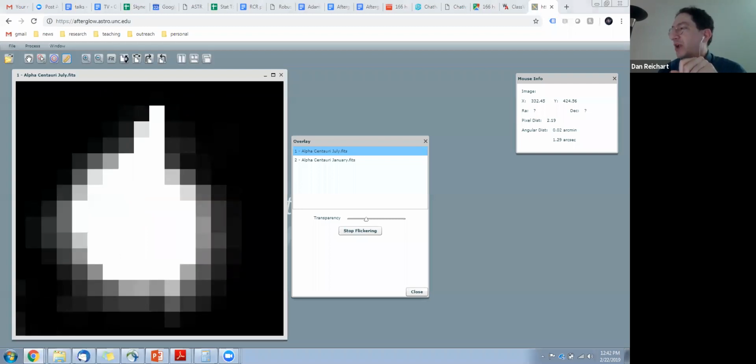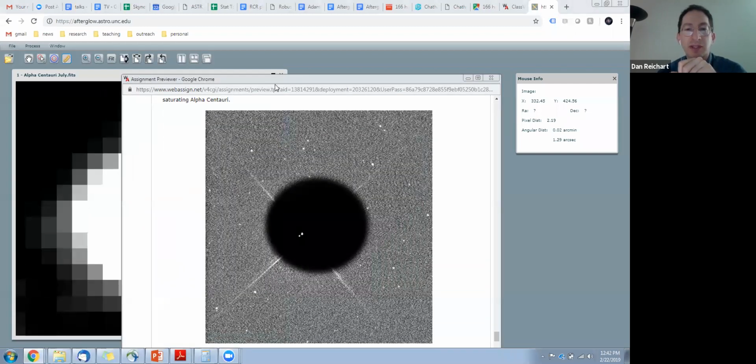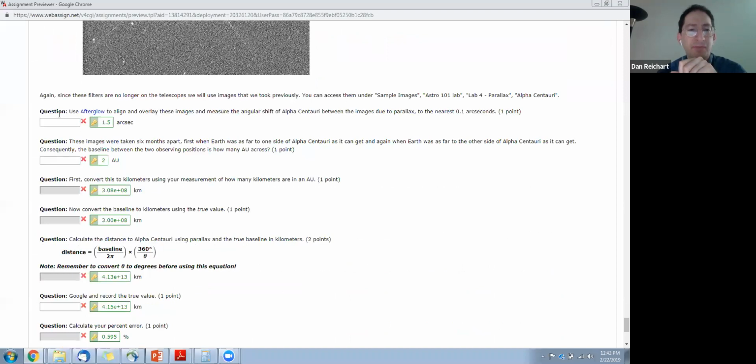And then the lab just wraps up in the same way as before. You input your angular shift. We ask, what's the baseline? I never tell them. With stellar parallax, they should know the baseline is always 2 AU. And we have them convert this to kilometers because they just measured the astronomical unit. So I want to emphasize that now that you have that, it connects. So they put in their measurement of the AU and then the true measurement of the AU.